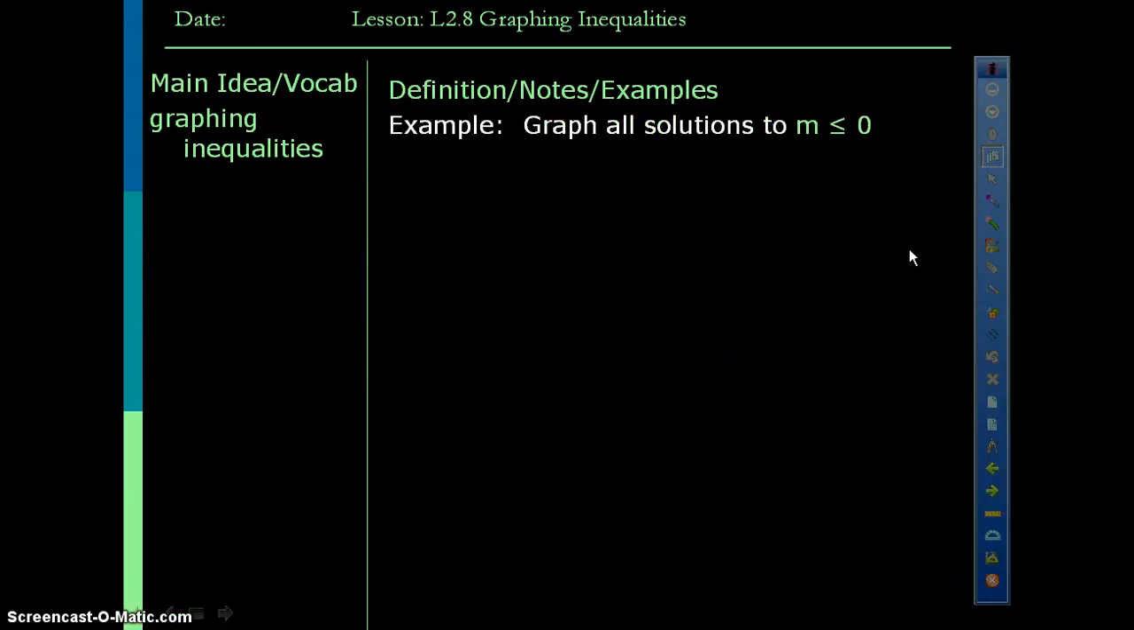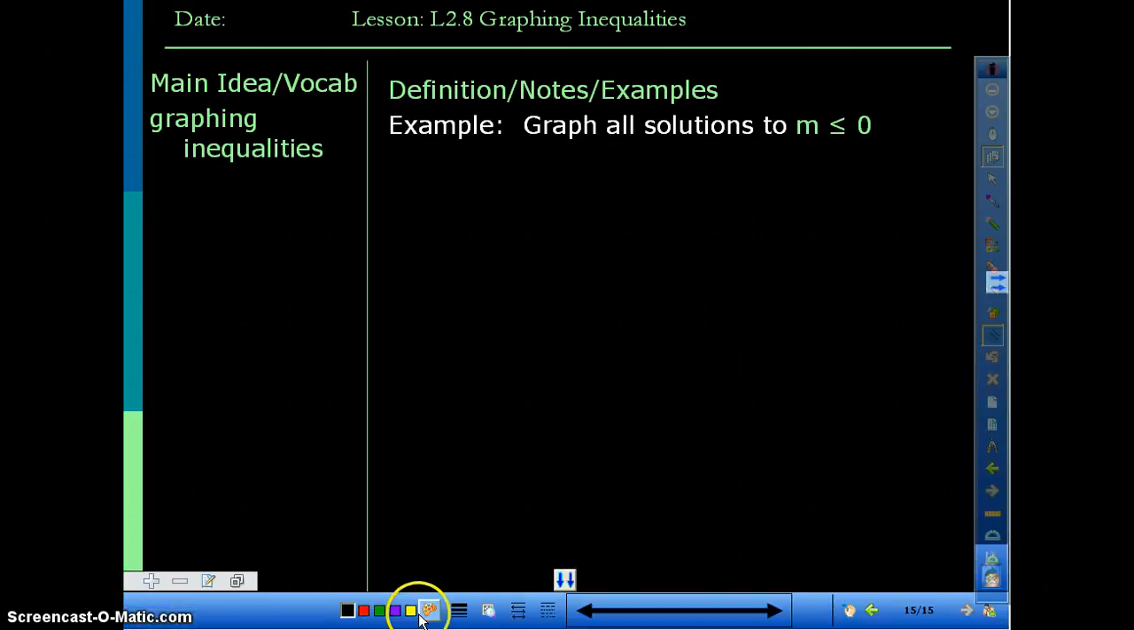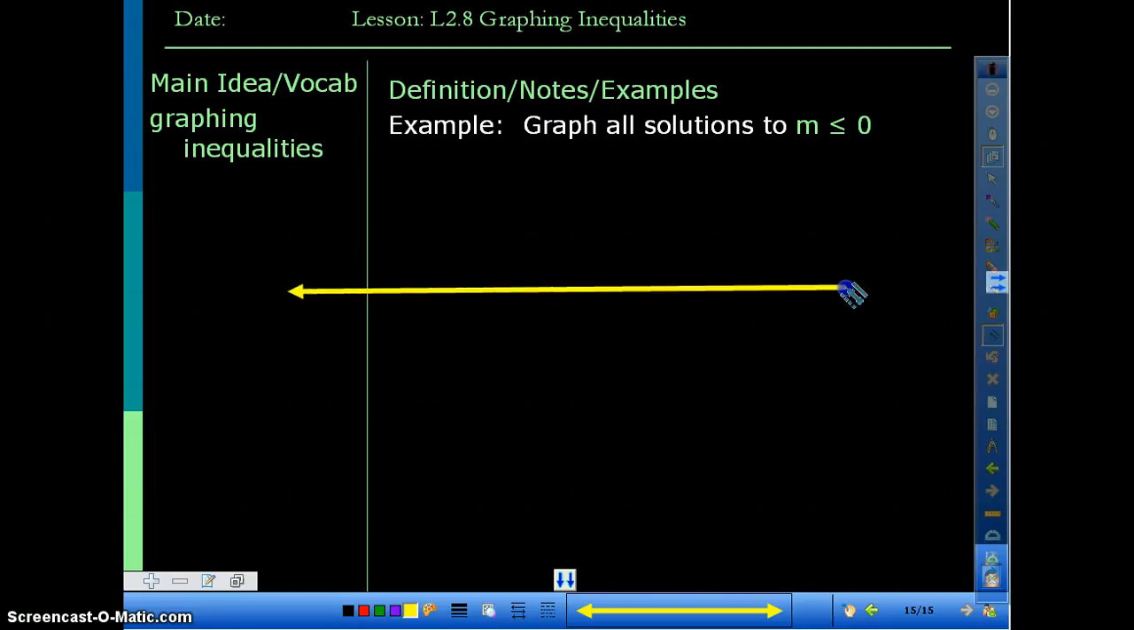We're going to graph all solutions to m is less than or equal to 0. First thing that we're going to need, of course, in order to make a graph of all these solutions is a number line. We need somewhere where we can write down all of our possibilities for m. So I'm going to go ahead and sketch myself a number line here. I've got a nice tool that'll help me make a somewhat straight line.